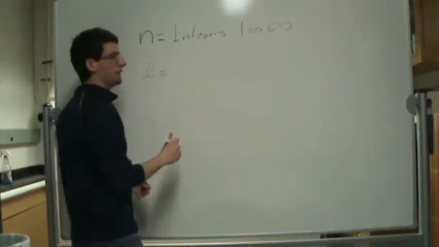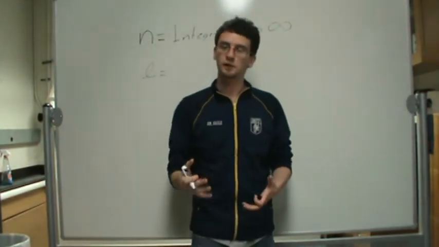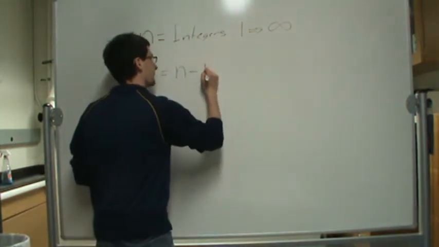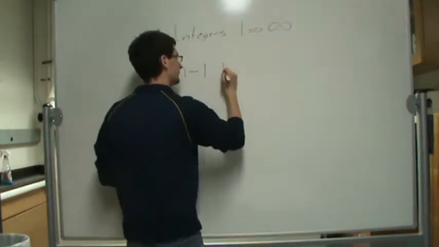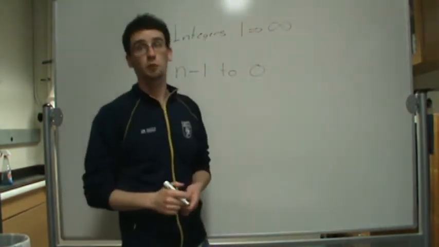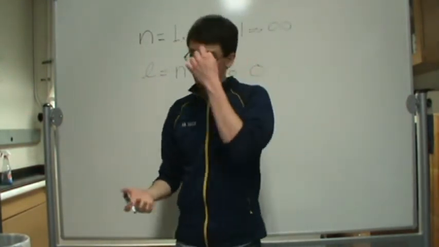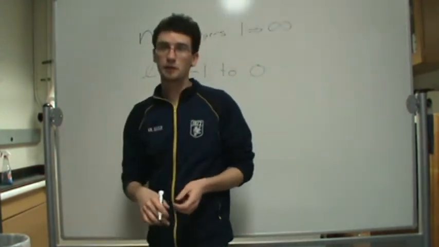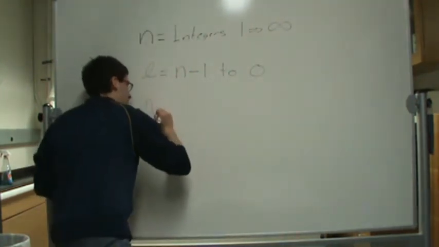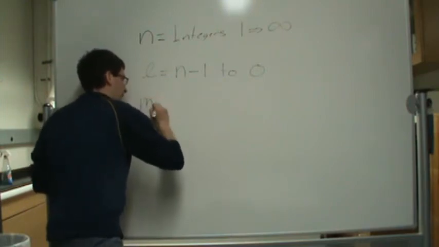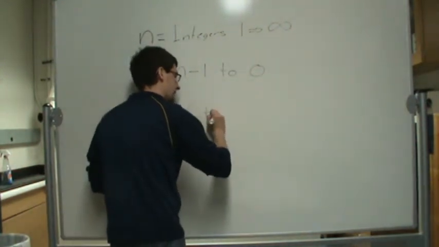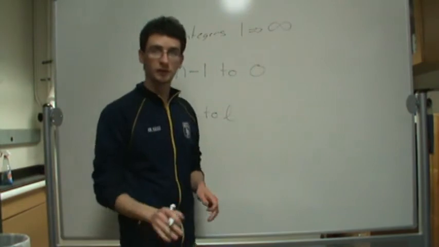And L takes on values of n minus 1, so the principal quantum number minus 1, to 0. We'll talk more about what that means in a little bit. Next, we have the magnetic quantum number, M sub L. And this can take on values from negative L to positive L, which includes everything in between.